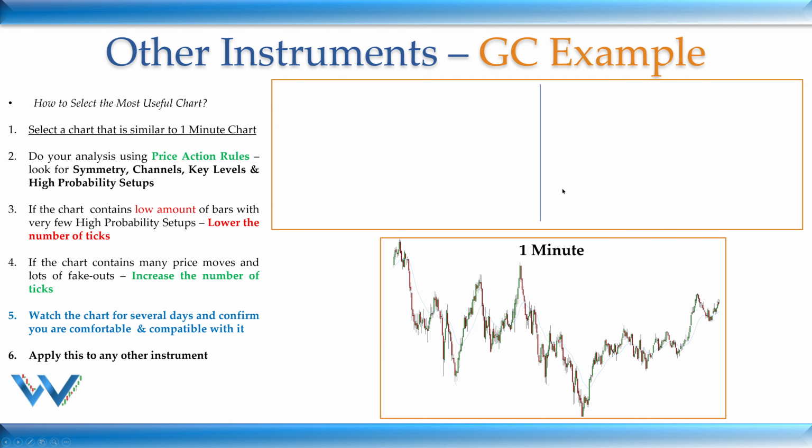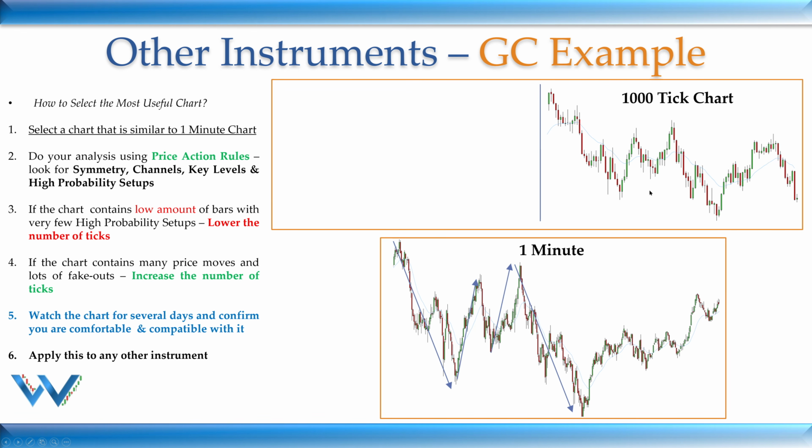So we have a 1 minute chart for the GC futures example. Market moves in pairs of twos, and I'm going to randomly plot a 1000 tick chart. I need to start from somewhere. Now, my goal is to find a tick chart that is similar to the 1 minute chart.